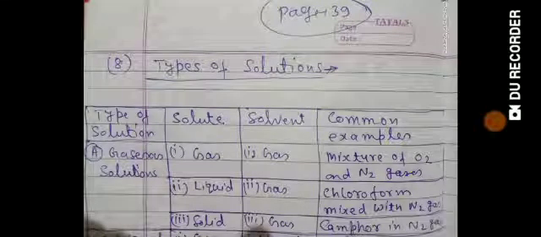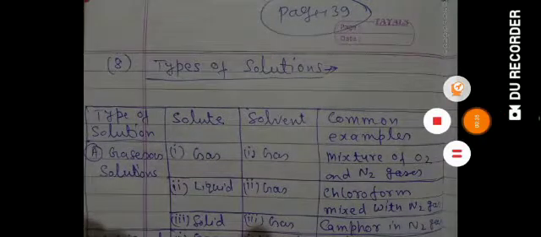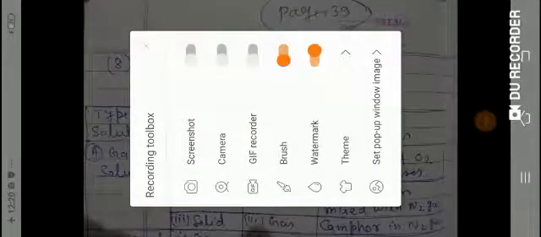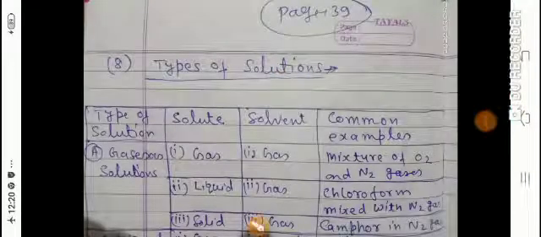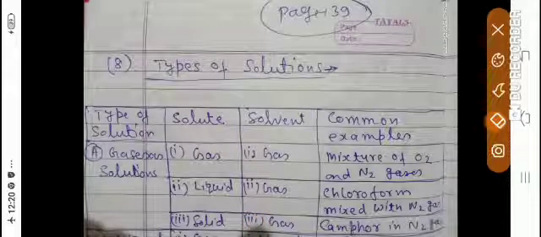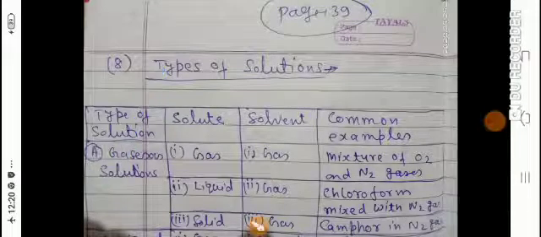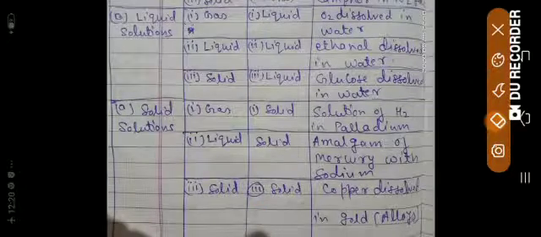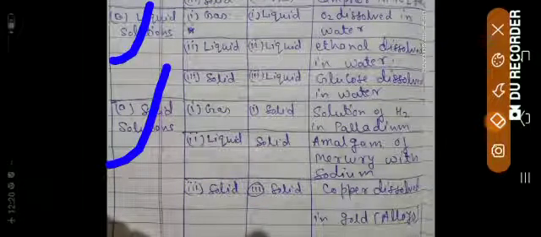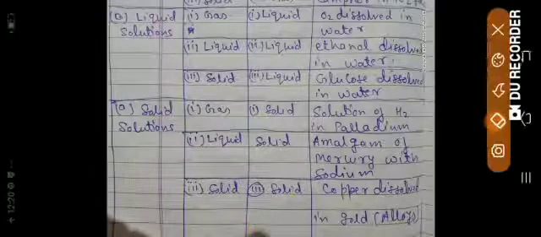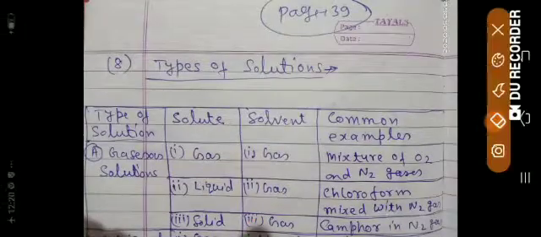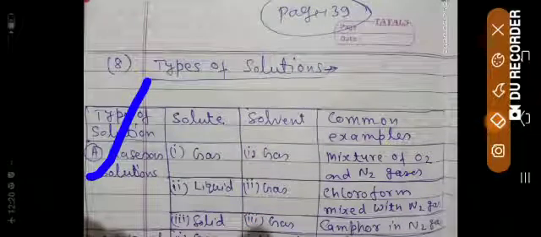What are types of solution? First we have three types of solution. I am going to explain you. We have gaseous solutions, then we have liquid solutions, then we have solid solutions. The major three categories are solid solution, liquid solution, and gaseous solution. These types of solution are based on the solvent.